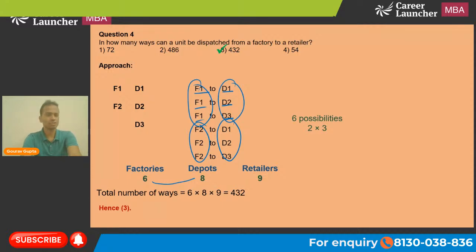Okay, so this one was the simplest. The basic fundamental principle of counting is used in this case. And we have got the answer. We just need to multiply these numbers. Number of factories multiplied by number of depots multiplied by number of retailers, and that is 432.